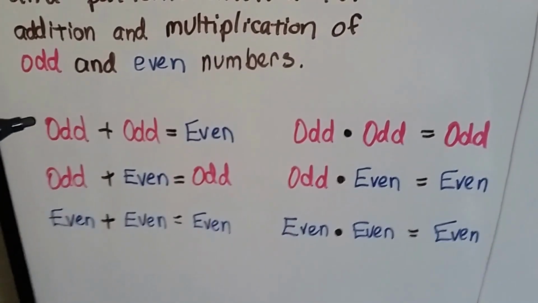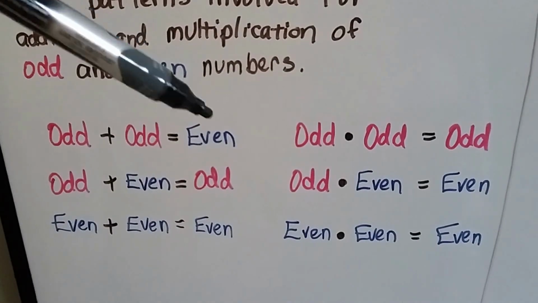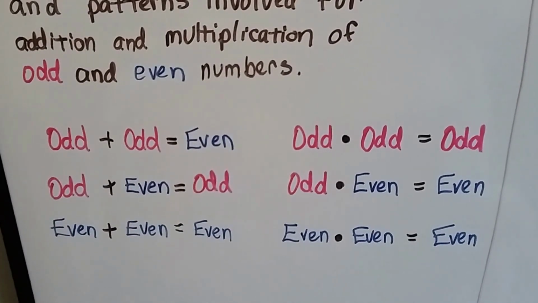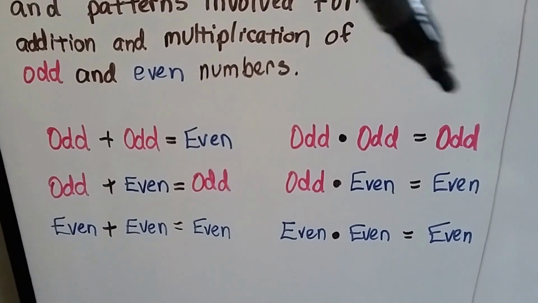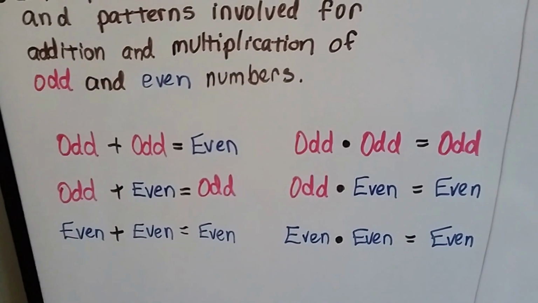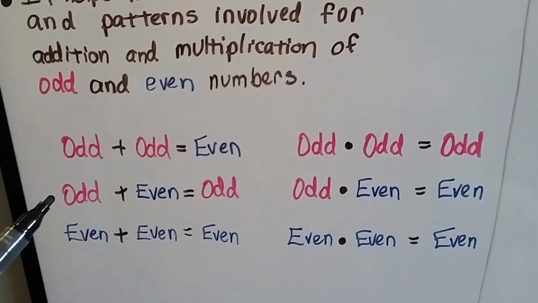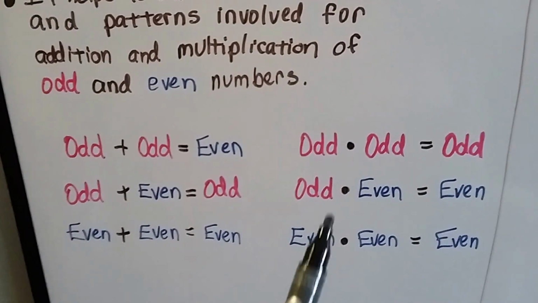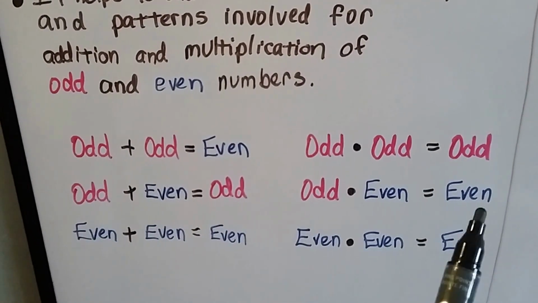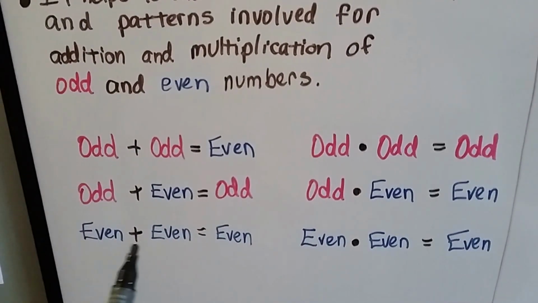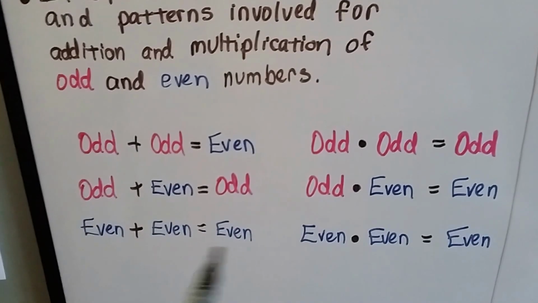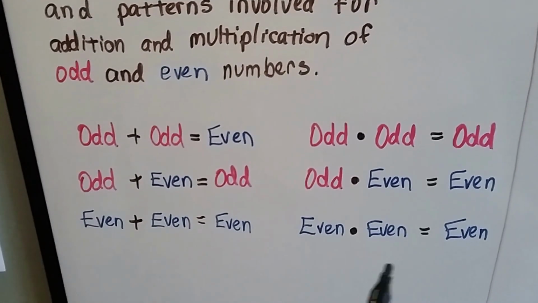If we add an odd number to an odd number, our answer is going to be even. And if we multiply an odd number by an odd number, our answer is going to be odd. When we add an odd and even, it's going to be odd. And when we multiply an odd and even, it's going to be even. And it doesn't matter whether we add or multiply two even numbers, it's going to be even.